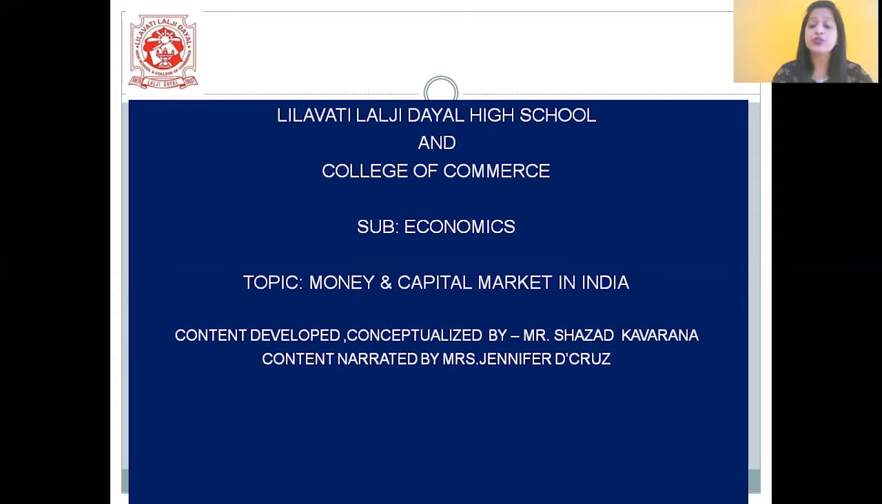And in today's class, students, we are going to study economics, chapter number 9, money and capital market in India. Before starting with this interesting chapter, let me tell you that the total weightage of this chapter is 11 marks with option and 8 marks without option. So let's begin with this interesting chapter.